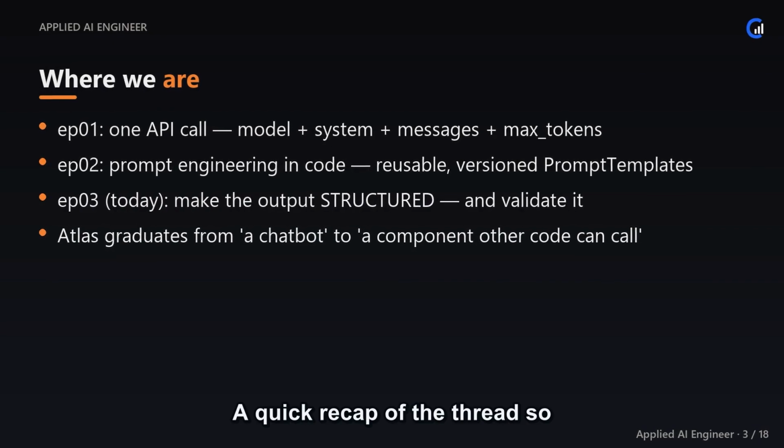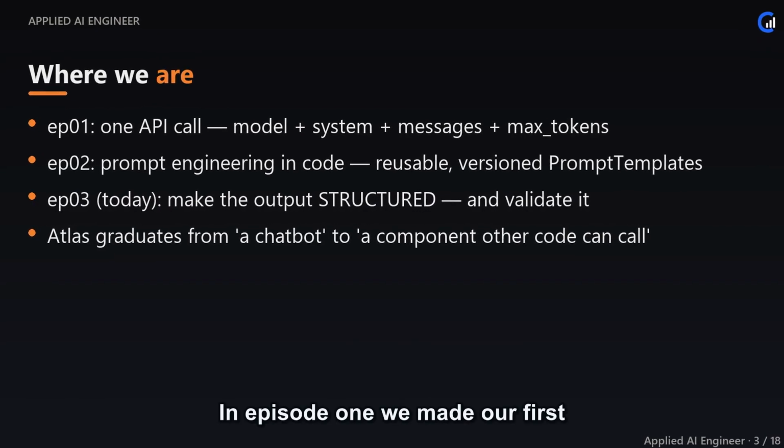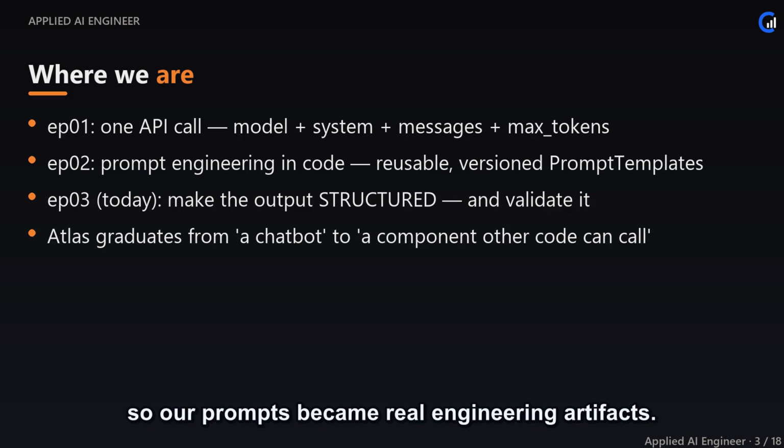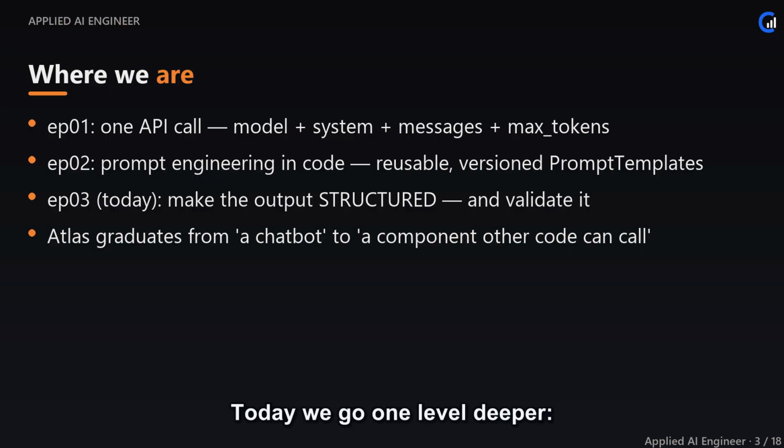A quick recap of the thread so far. In episode 1 we made our first API call and met its 4 moving parts. In episode 2 we turned vague instructions into reusable, version-controlled prompt templates, so our prompts became real engineering artifacts. Those gave us good text. Today we go one level deeper. We make the output structured, with a guaranteed shape, and we validate it. That's the step that turns Atlas from a chatbot into a component the rest of your system can depend on.